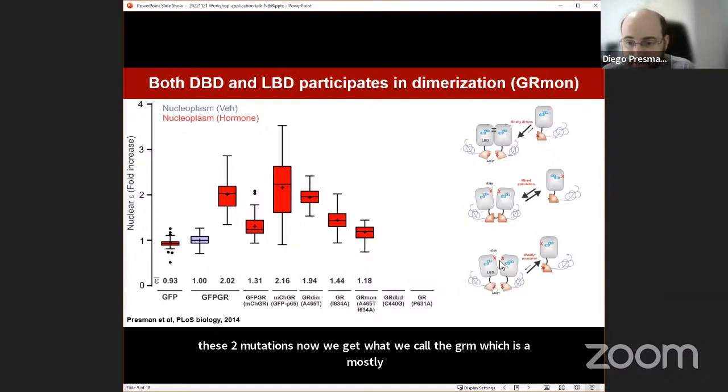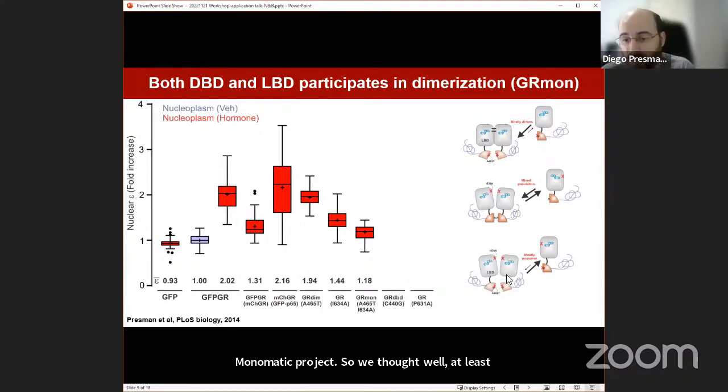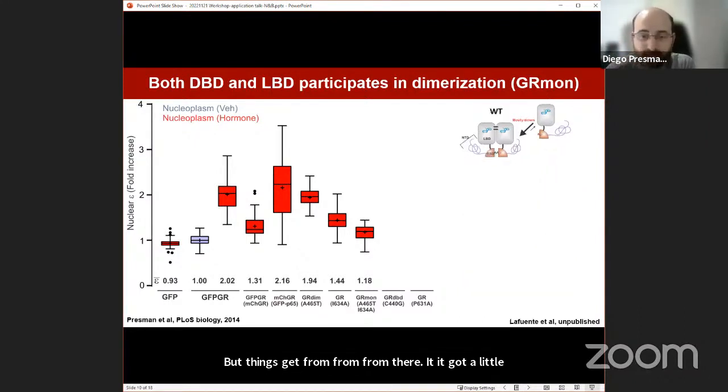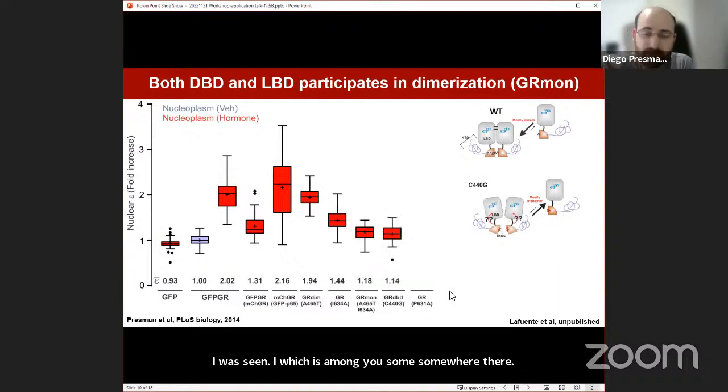So we thought, well, at least these two regions are involved in stabilizing the dimer. But it got a little more complicated, because now we know from unpublished data taken by my PhD student, Agustina, who is among you somewhere there, that she took another point mutation on the DBD, and that point mutation was sufficient to promote a mostly monomeric GR.